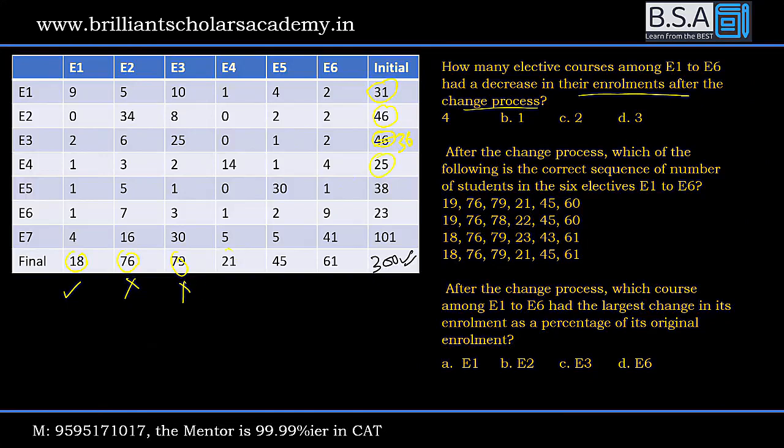25 to 21, decrease? Yes. 38 to 45, decrease? No. 23 to 61, decrease? No. So from E1 to E6, how many showed a decrease? Only E1 and E4. There are two electives which exhibit a final decrease in the enrollment or student count.